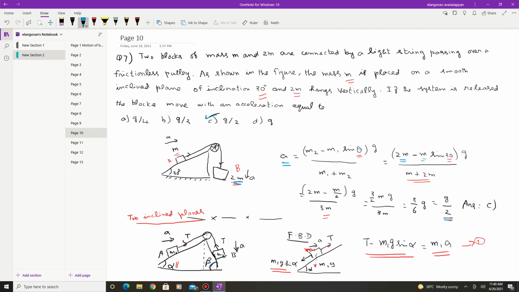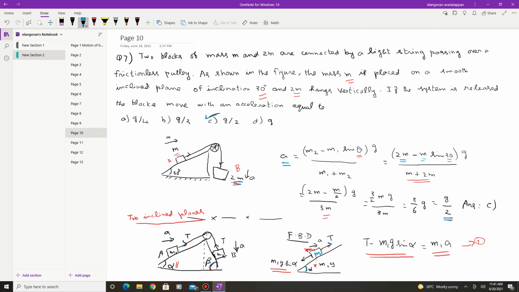The tension acting on the string from m1 is T, and the tension acting on the other side of the string from the block m2 is also T. Since the same string is connected to the two masses, the tension must be the same. Now let us draw the free body diagram for this problem. Consider the first block, which has mass m1 and is kept on the inclined plane with angle of inclination alpha.